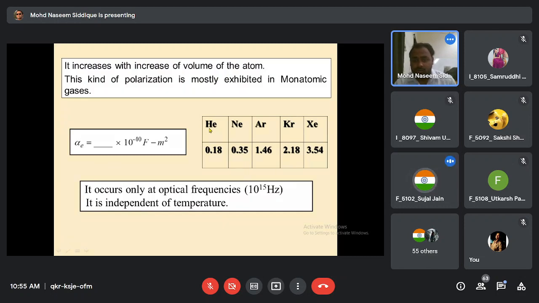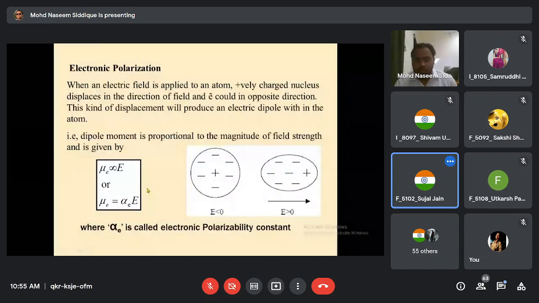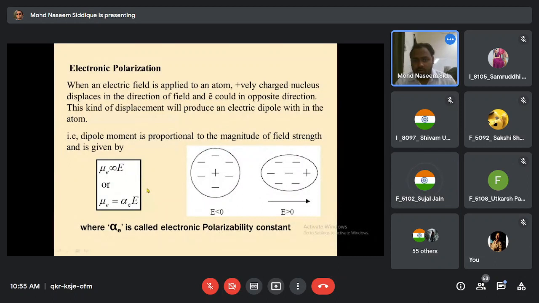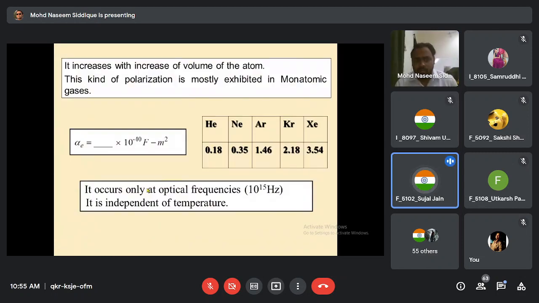Hello. So polarizability is inversely proportional to volume, right? How is it going to increase with increase in volume? Please repeat. So polarizability is total dipole moment per unit volume, right? What is your name? Sujal. Polarization, not polarizability. The polarization vector is the dipole moment per unit volume, not polarizability actually.